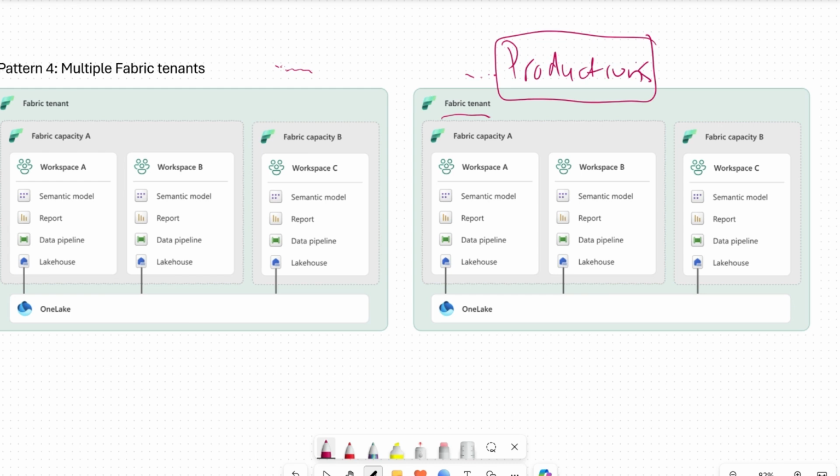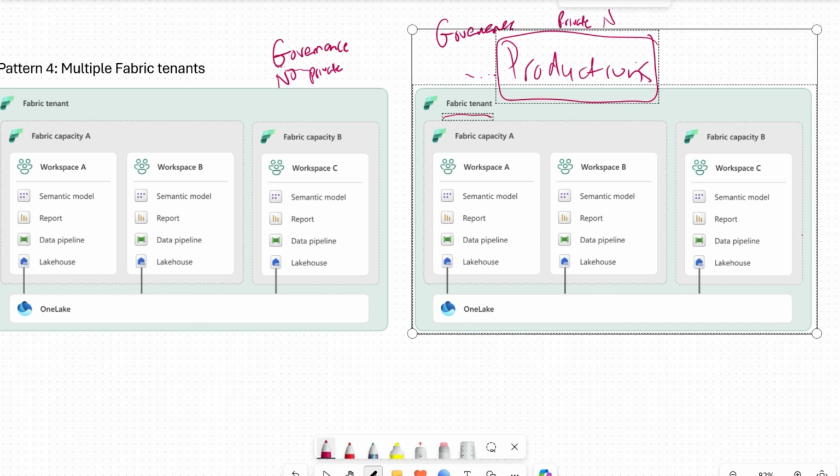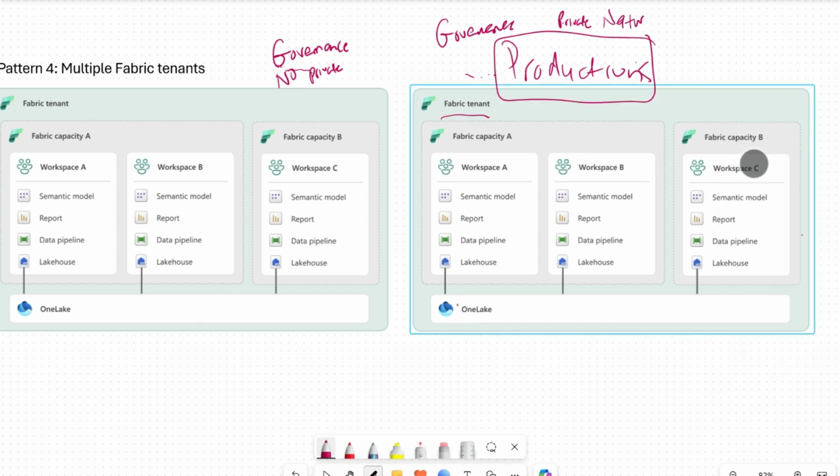That might not be the only reason. It might be because you've done a business takeover and they've got their own tenant already, or maybe it is just that you want different governance over this one and different governance over this one. That's one way to think about it. Maybe you want to keep this one more simple, with, let's just say, no private networking, and maybe this one did have private networking. But it's not to say you can't mix private and non-private in the same tenant, but maybe you just wanted different ways of working in these different tenants, and one was much more locked down than the other.